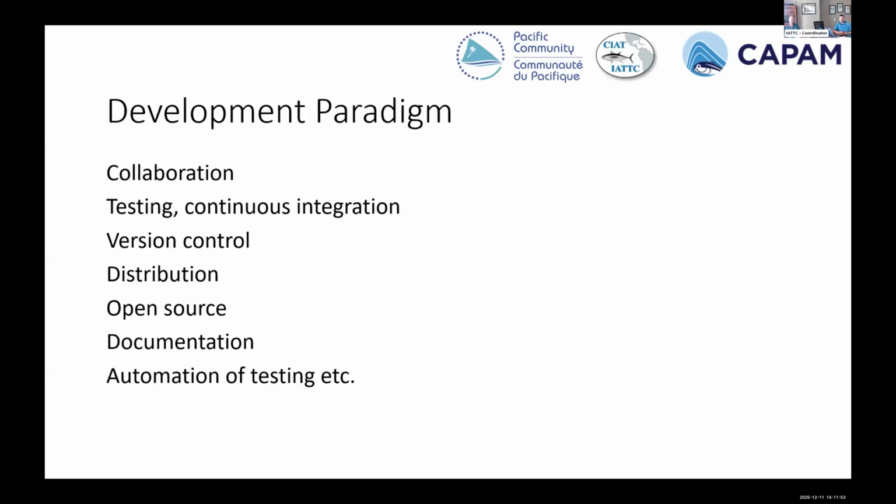Most of this was covered very well in the last presentations. The importance of collaboration, testing, continuous integration, version control, how to distribute the software, how to make things open source as much as we can, and documentation and automation of all of the above.